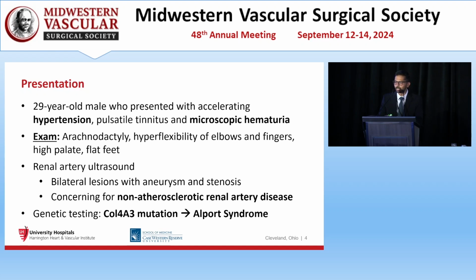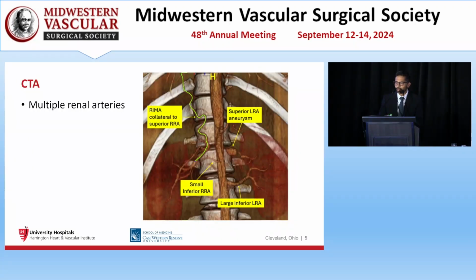He had, on exam, arachnodactyly and hyperflexibility of certain joints. A renal artery duplex demonstrated bilateral lesions with aneurysm and stenosis. This was concerning for non-atherosclerotic renal artery disease. He also underwent genetic testing, which demonstrated a mutation in the COL4A3 gene, which was consistent with Alport syndrome. Here's a CT, the 3D re-rendering of the CTA.